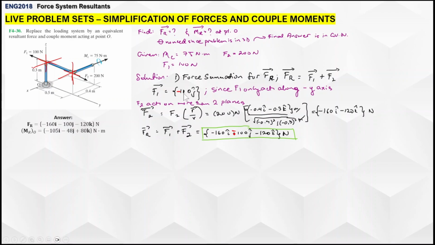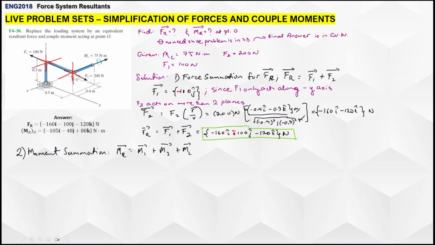So the answer should be just the sum of F1 and F2, which will give you negative 160 i hat minus 100 j hat and then minus 120 k hat. Okay? Next up is the moment summation, where the sum of the resultant moment vector is equal to the sums of individual moments here. In this particular case, we're already given one particular moment, so we have to identify the moments for M1 and M2.